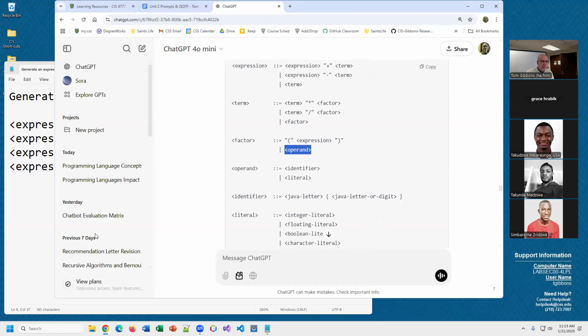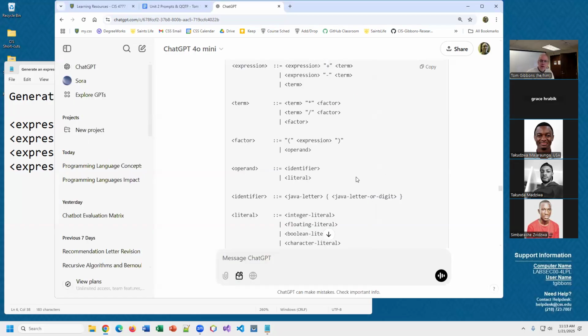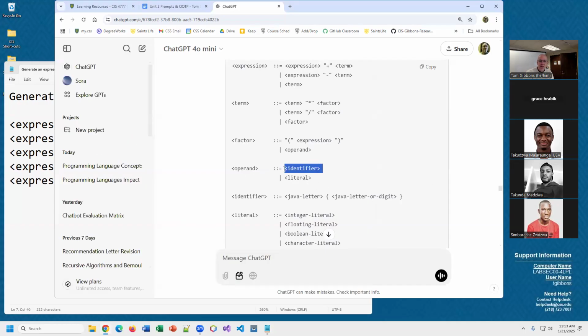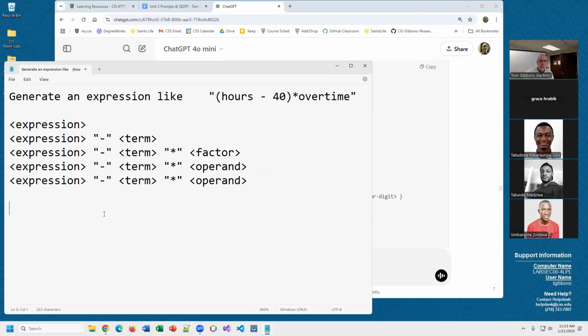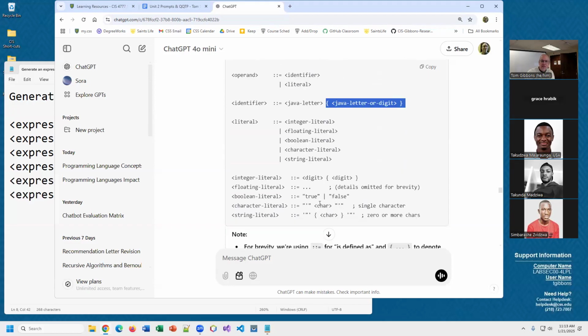So my factor can just be an operand. You can substitute that in there. And my operand can just be an expression or an identifier here. And once I have an identifier, I can use that. There's this rule: identifier is a Java letter, and then zero or more other letters or digits here. So I need to have a letter and letter digits here.